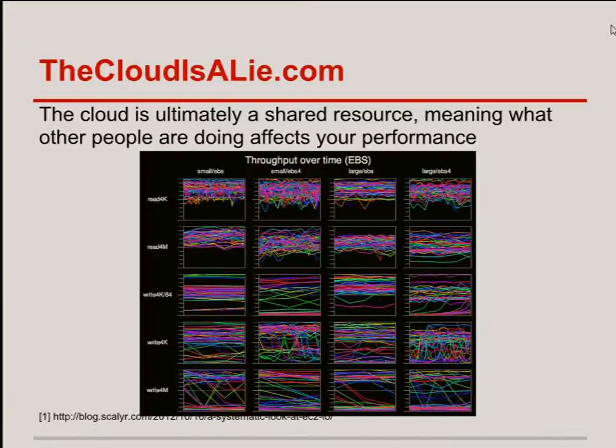And the x-axis is different types of cluster types at Amazon? Is it like small, et cetera?